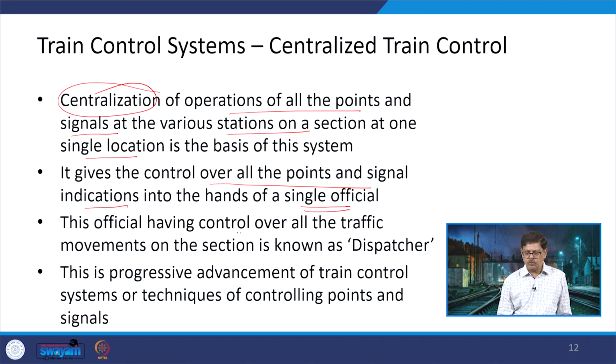The official having control over all the traffic movements on the section is given a designation as dispatcher. So, this person has the authority to dispatch the trains in different blocks or different sections by setting the system while sitting in that room. Now, this is a progressive advancement of the train control systems or whatever techniques which have been used for the controlling of the points and signals together. That means the interlocking of those aspects, so that the trains can safely and efficiently move into the route.